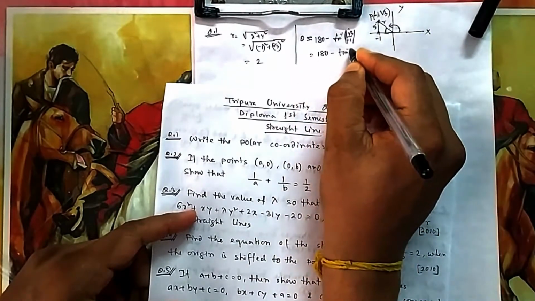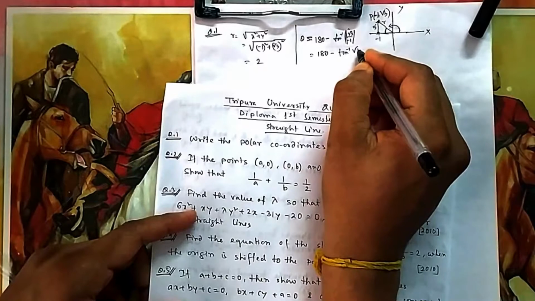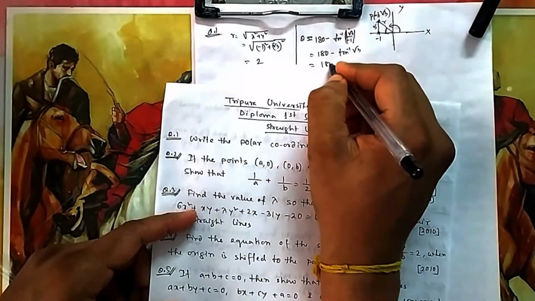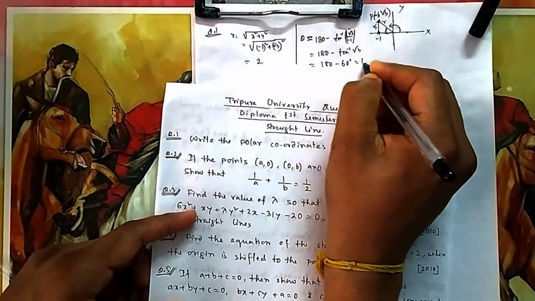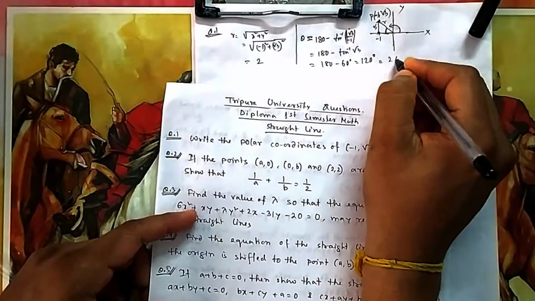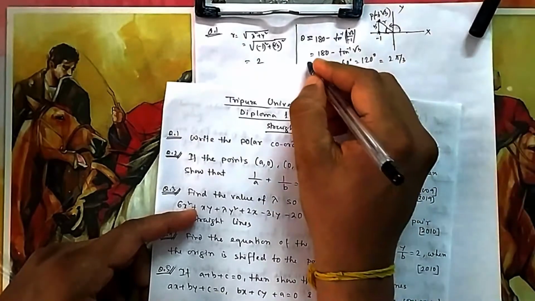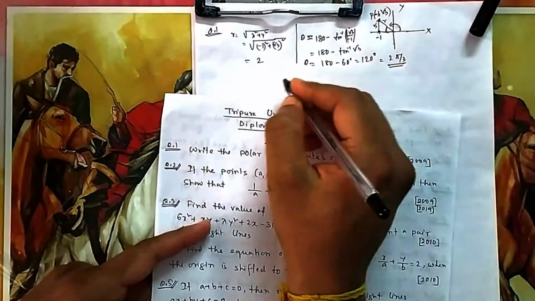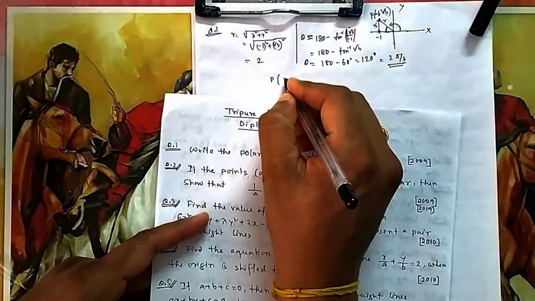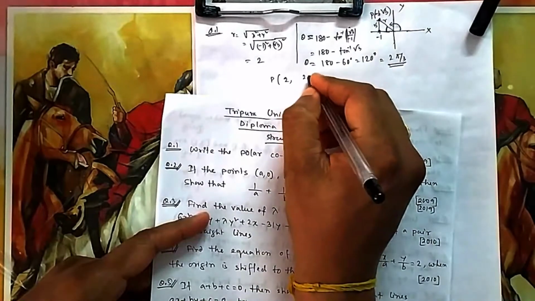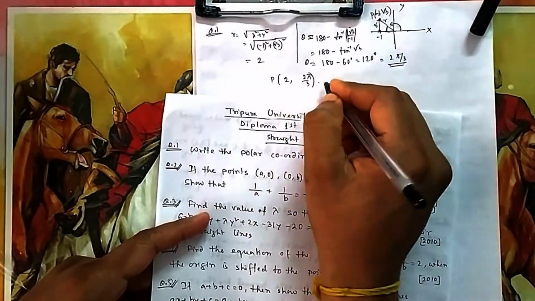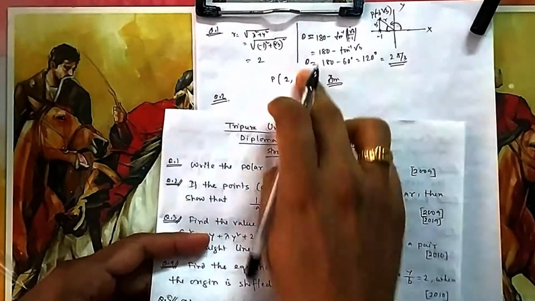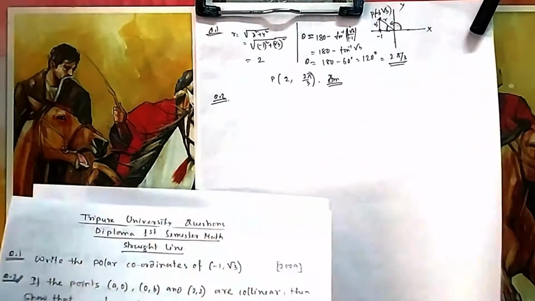Some people mention it as a formula, but I don't prefer you to remember it as a formula because it is simple logic, so you can apply it any time. If you apply a formula, then you can forget it at any time, but here it is this one. So 2 pi by 3, you can write it in pi or degree. So your polar coordinates P will be equal to 2 comma 2 pi by 3. So this is the polar coordinate, this is your answer. Or you can write 120 degree, whichever you feel comfortable.